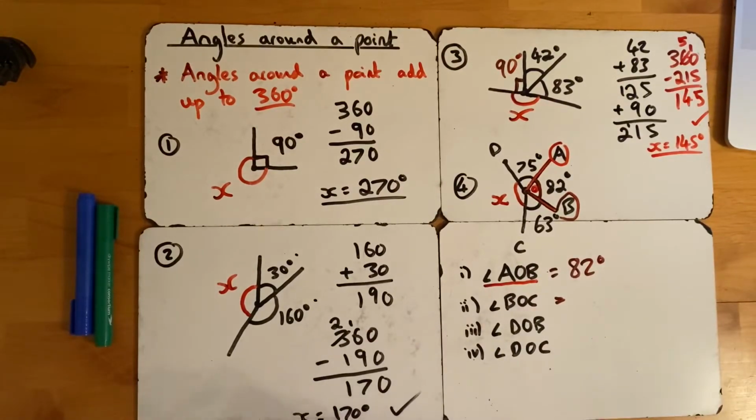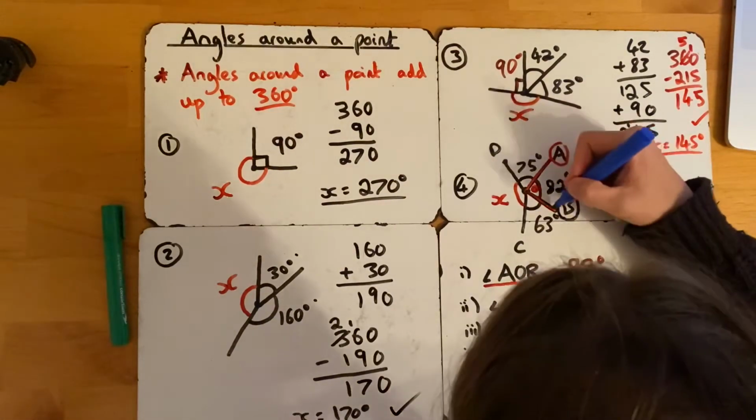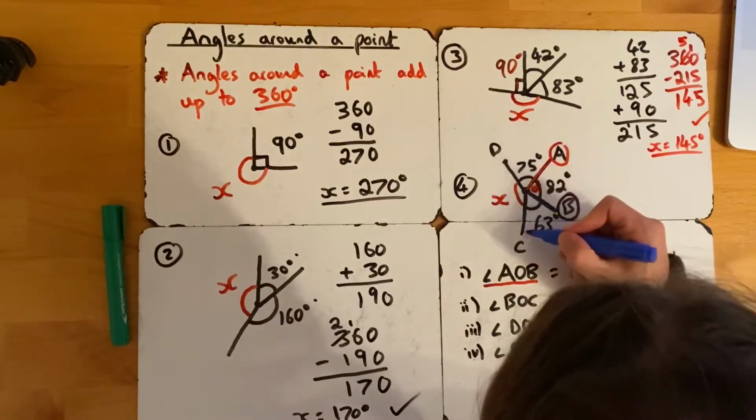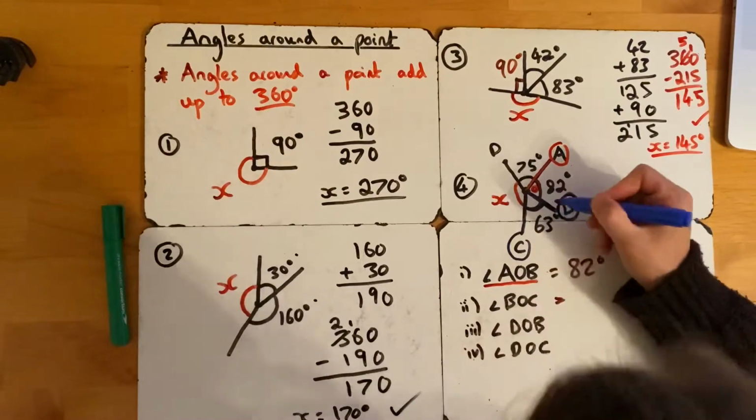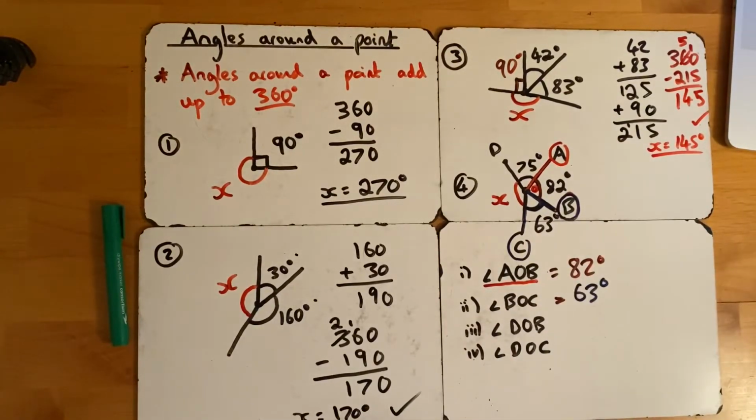Okay, this one here, B to O to C. So you go from B, what's this one here, back to the middle, O, then back across to C. So that's this angle here, 63 degrees. So we can label that as 63 degrees.